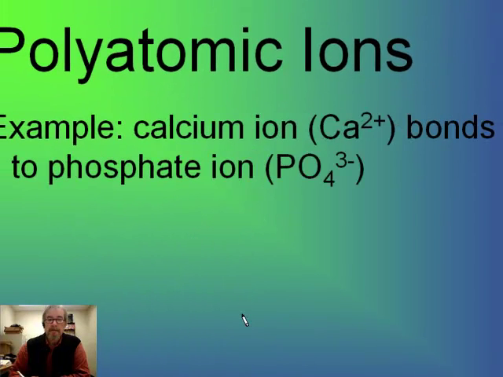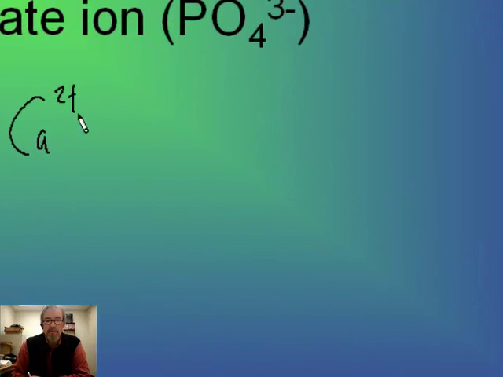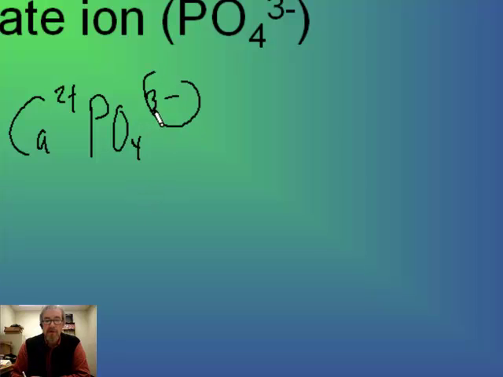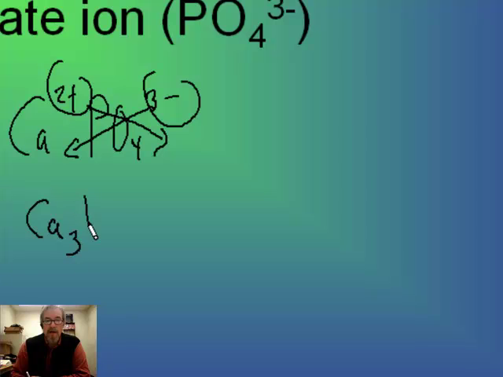Calcium bonding with phosphate. Calcium is a 2 plus charge. Phosphate, PO4, has a 3 minus charge. So I charge swap. So this 3 is going to go down here, and this 2 is going to go down here. So when I write this, I might write Ca3PO42.